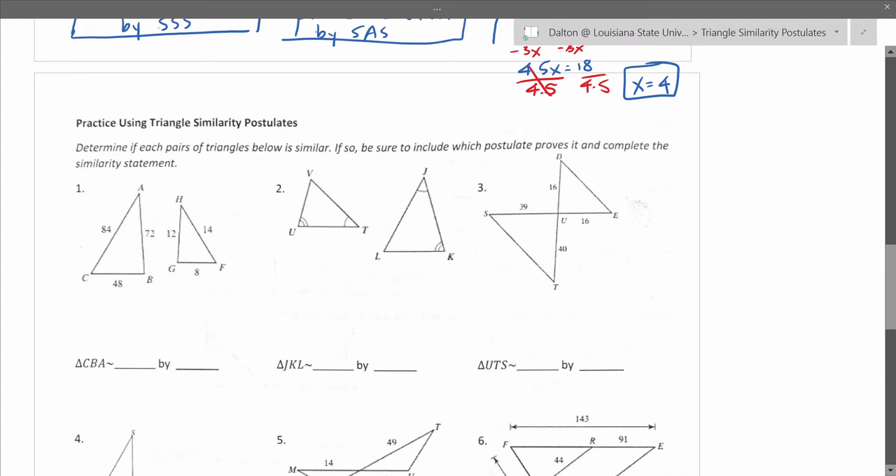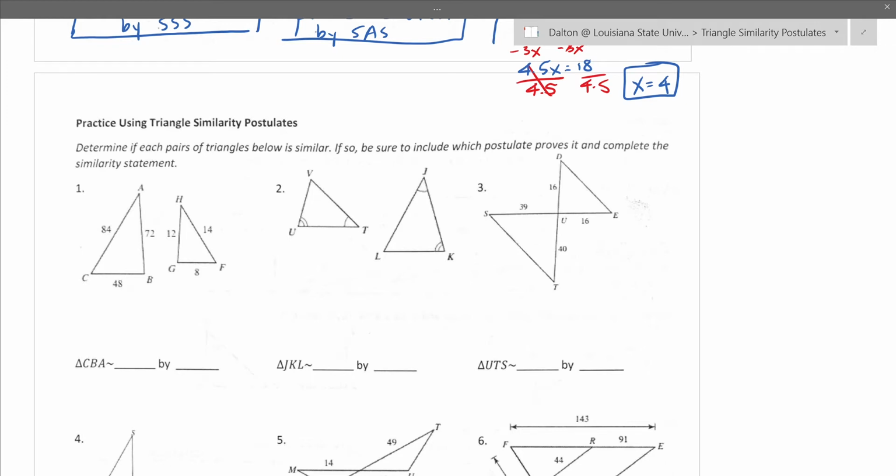Okay, for number 1, first of all, I want to look at what information I'm given. I notice that I do not have any information about the angles, and I have 3 side lengths. So my only shot at this is SSS, if they are indeed similar. What I have to do is show that my 3 sides are proportional to each other. So I'm going to set up an extended proportion.